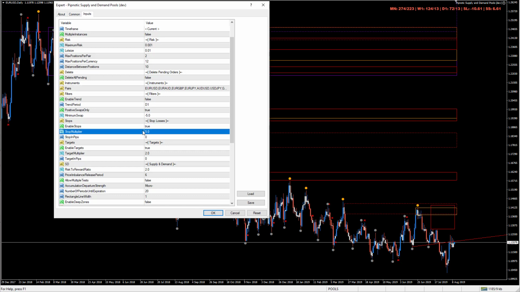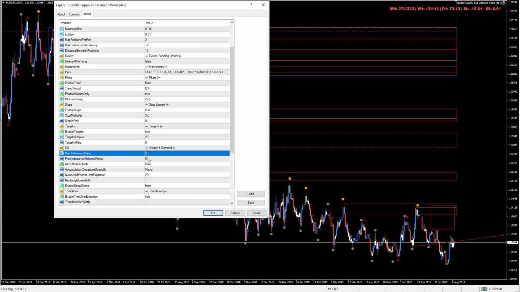Stop multiplier, this is set to 5, so 5 times the size of the area of supply or demand. Enable targets, this is set to 2, so 2 times the size, so the stop is bigger than the target, and that's because we have our emergency stop. So the likelihood of price hitting this is pretty small, unless we have a big market spike. But we want it in there, and these are our small targets that we like to harvest.